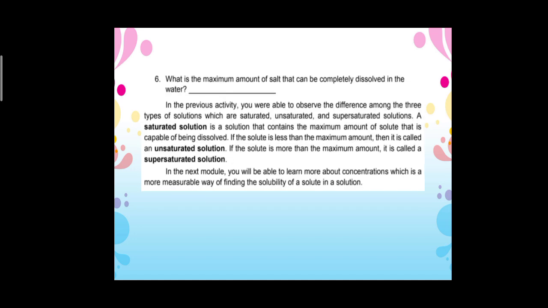Habang dinadagdagan nyo, ino-observe nyo kung natutunaw pa ba yung asin or hindi na, hanggang umabot na sa kayo sa pang 9 na kutsara ng asin dun sa isang baso ng tubig. Okay, tapos sasagutan nyo po yung question. Okay, hanggang sa gaano karaming kutsara ng asin yung kayang tunawin ng isang baso ng tubig. So, what is the maximum amount of salt can be completely dissolved in the water? In the previous activity, you were able to observe the difference among the 3 types of solutions, which are saturated, unsaturated, and supersaturated solution.